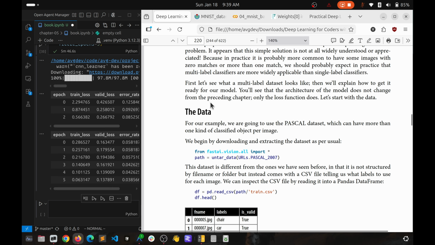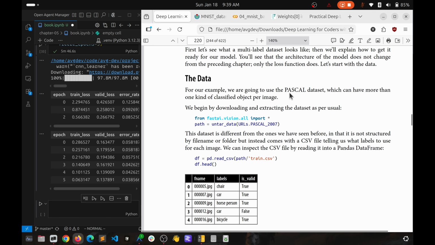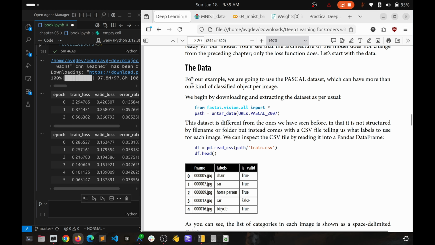So, first, let's see what a multi-label dataset looks like. Then we'll explain how to get it ready for our model. You'll see that the architecture of the model does not change from the preceding chapter, only the loss function does. So let's start with the data. The data. For our example, we are going to use the Pascal dataset, which can have more than one kind of classified object per image.